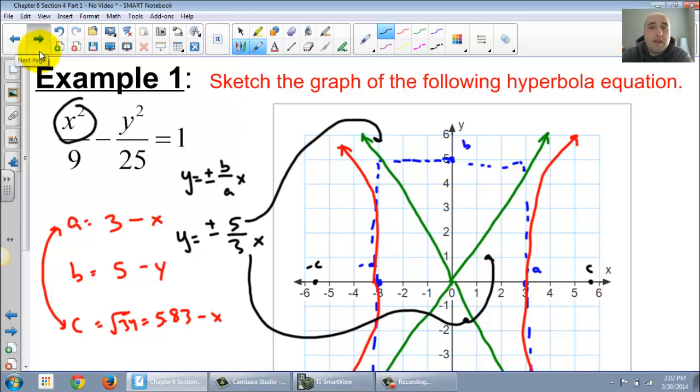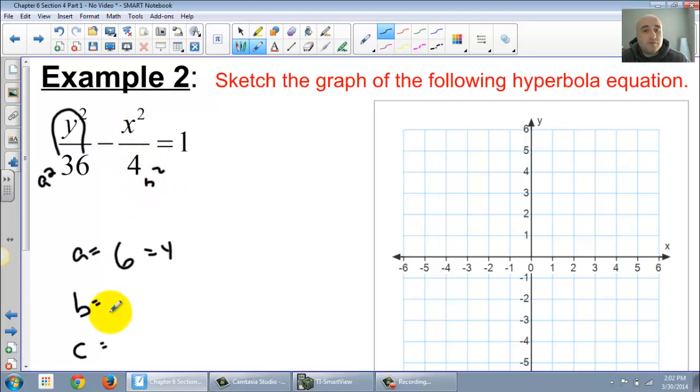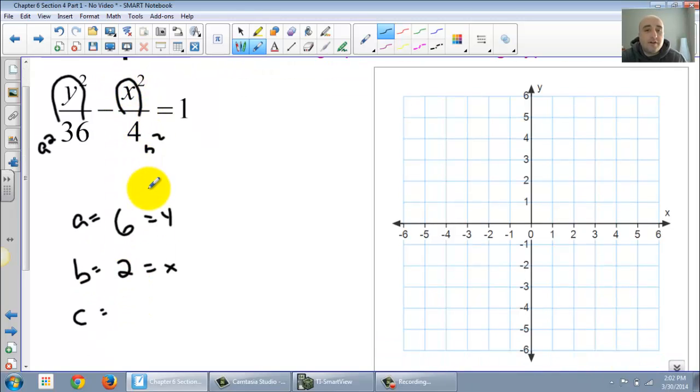Okay, so let's do one more, and then we'll pretty much be done. So sketch the graph again. We're going to need A, B, and C. A is always the first number on the bottom, so square root of 36 is 6, and it's underneath y. B squared is always the second number, so square root of 4 is 2, and this one is x. And C we need to figure out.